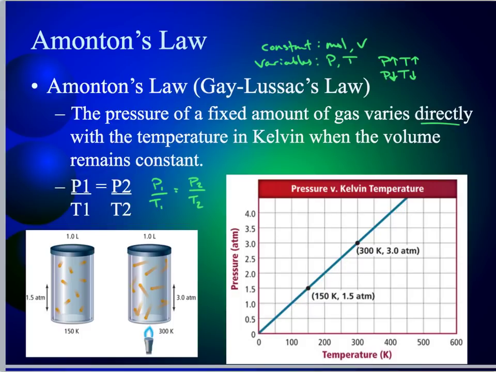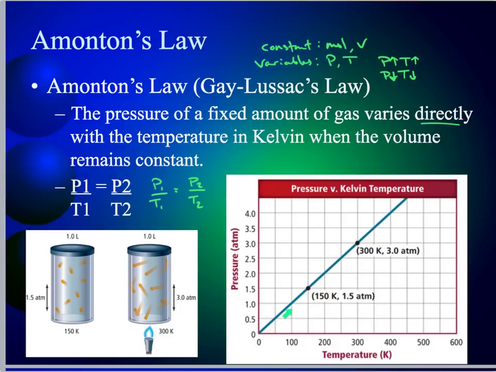So here's kind of what's going on in this picture. I have a rigid container. It can't change volume, so it's 1 liter. And here it's 1.5 atmospheres worth of pressure at 150 Kelvin. And over here we've doubled the temperature to 300 Kelvin. And look what happened to the pressure. It doubled. So here we're marking our points there.